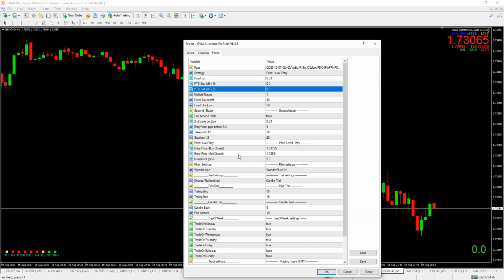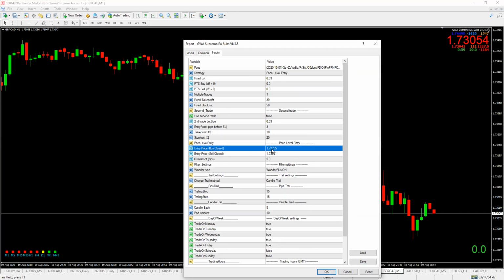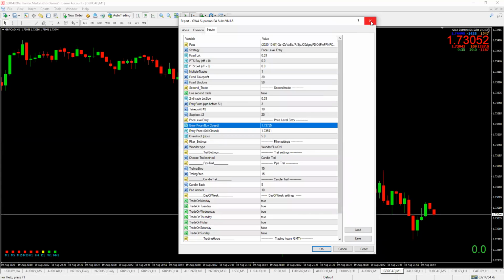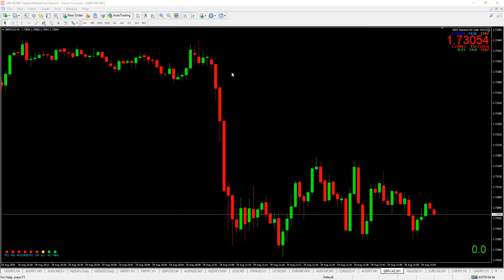Okay, so the way to trade this is basically you want to come and input some numbers there where you want the trade to be taken. How easy can that be? You want to come to this bit. Obviously, there's nowhere else for you to input such numbers. That's the price, other than where it says price level entry. So let's close this, and let me show you how you go about it.